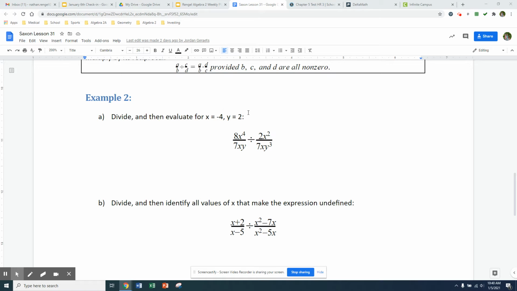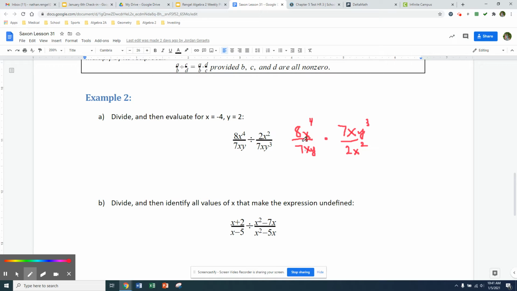Now, before we start plugging in -4 and 2 in for the x and y, we're going to simplify this as much as possible. First thing we'll do is we'll rewrite our fraction division as multiplication. So in our warm-up yesterday, we talked about how dividing fractions is actually multiplying by the reciprocal. So we've got our 8x to the fourth over 7xy stays the same. Then we're going to multiply by 7xy to the third, this is now the reciprocal of that second fraction, over 2x squared. So there's going to be our multiplication problem set up.